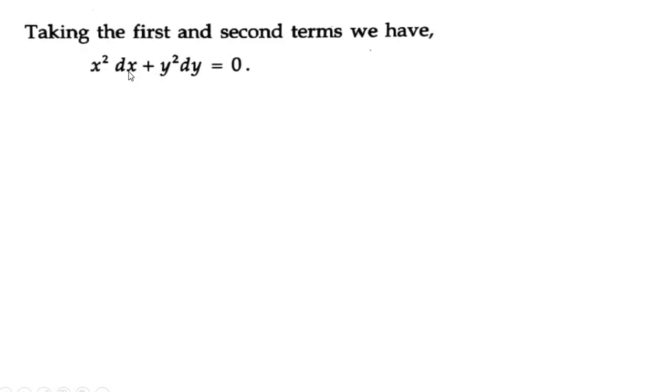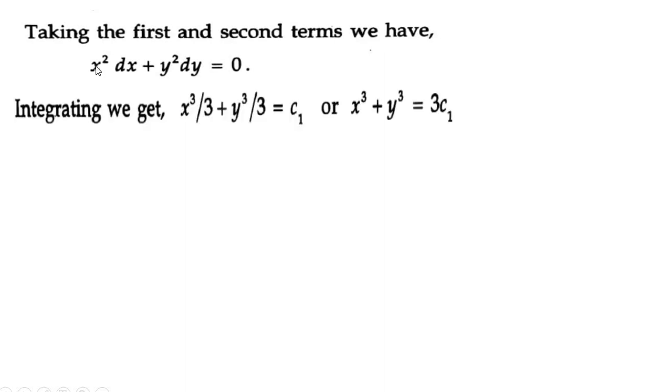Okay. Next what? Dx is a function of x and dy is a function of y. So the next step is to integrate. So integration of x square with respect to x is x cube by 3. Integration of y square with respect to y is y cube by 3, equal to c1. So take 3 as LCM. So x cube plus y cube is equal to 3c1.